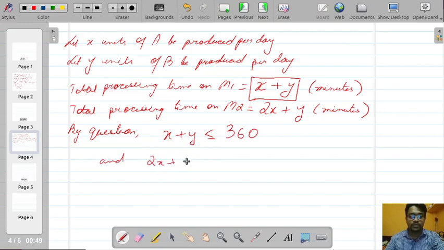And twice X plus Y is less than or equal to 600, because the other machine is available for 10 hours, and 10 hours means 600 minutes.